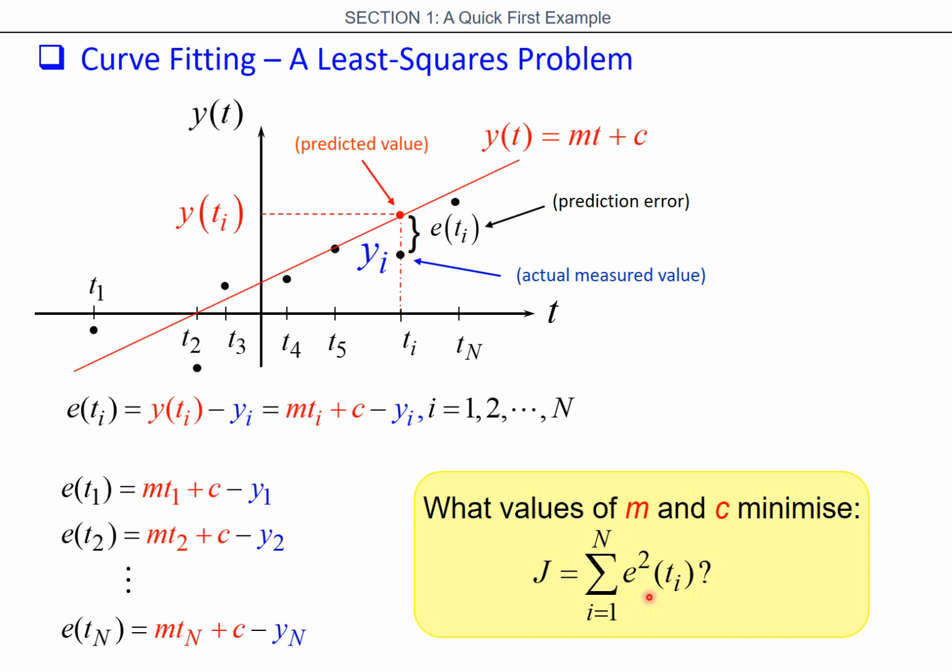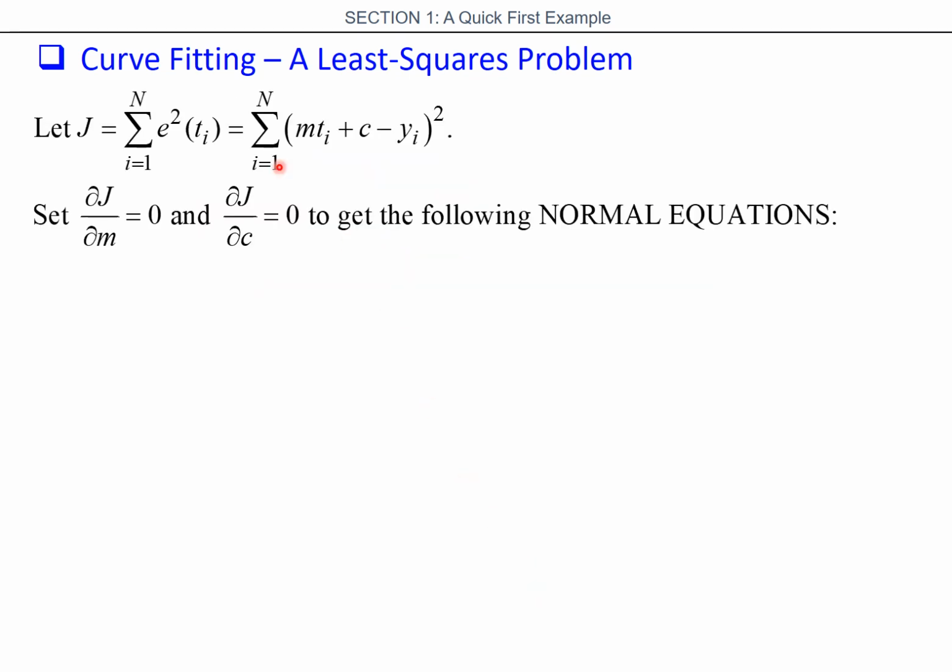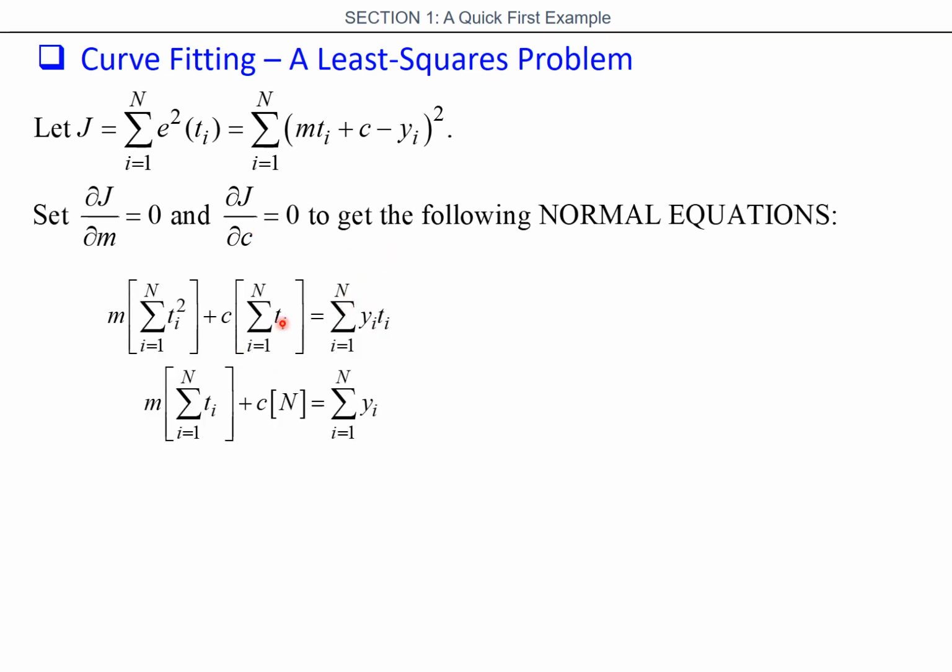There are other ways that you could do this. You could minimize a different function, but this is least squares. So we write down the sum of all the error terms squared, and it becomes that. If we want to find the minimum of that with respect to m and c, we just partially differentiate the objective function, set it equal to 0, and we get the very famous normal equations.